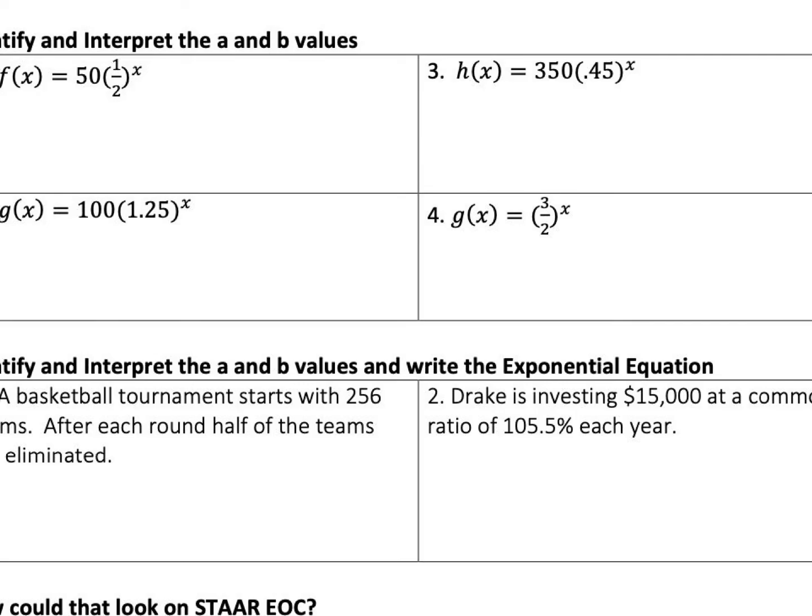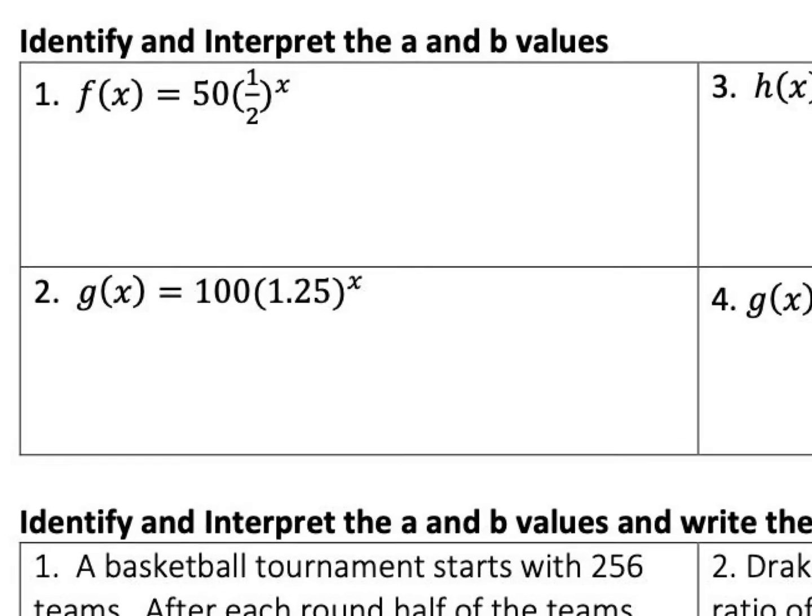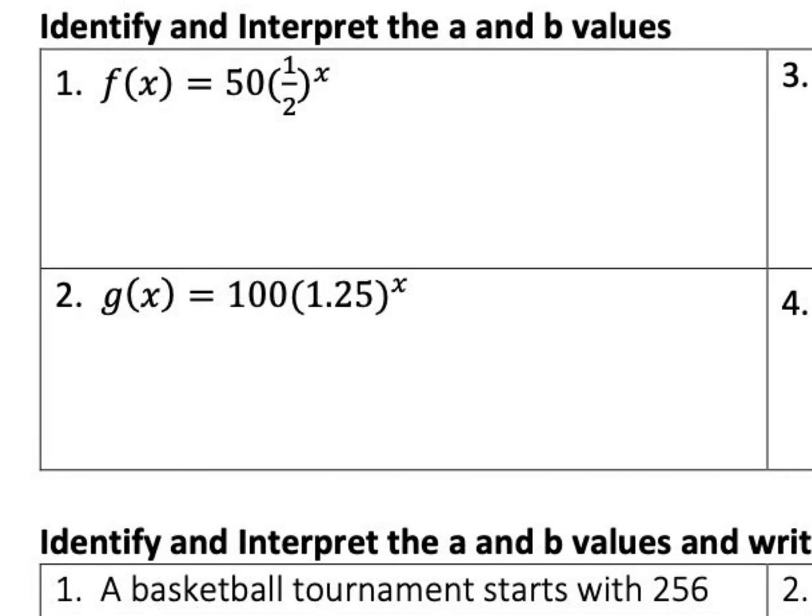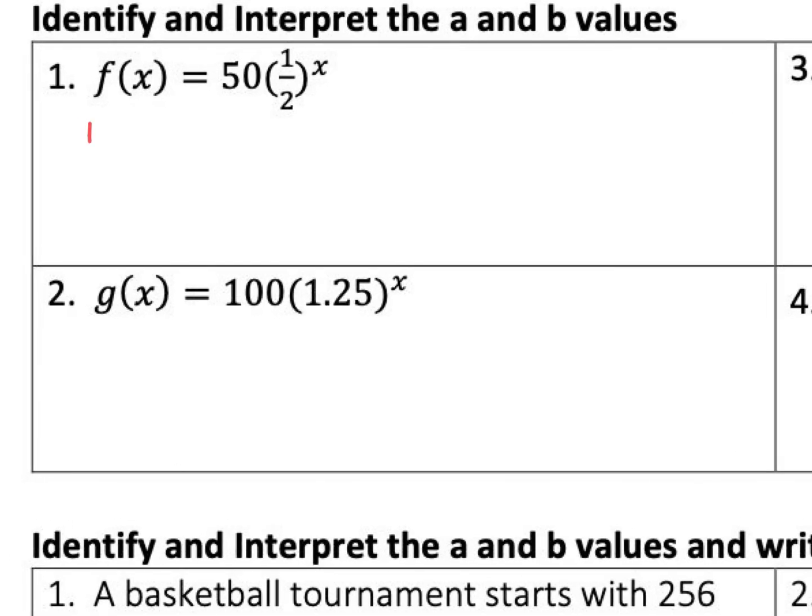So let's graph. So now that we know what the A and B are, let's see what's happening: identify and interpret, and this is what we're going to do in our practice. So I just want you to tell me what A is and what B is in this equation. What's my A? What's my initial value? 50, very nice. That's where we would start. And what's my B?